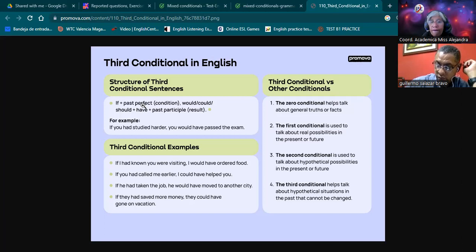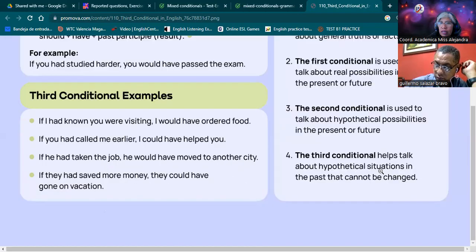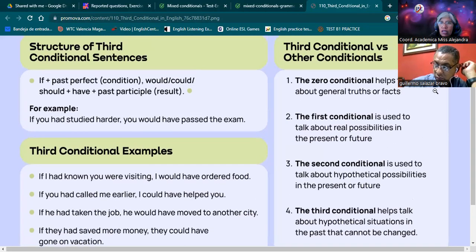Okay? Then we have a comparison of the third conditional with the first and the second conditional. And it says, the zero conditional talks about general truths or facts. First conditional, real possibilities in the present or future. Second conditional, hypothetical possibilities or no possibility in the present or future. And the third conditional helps talk about hypothetical situations in the past that cannot be changed, on real past.